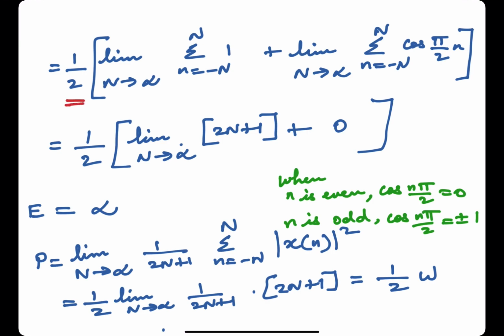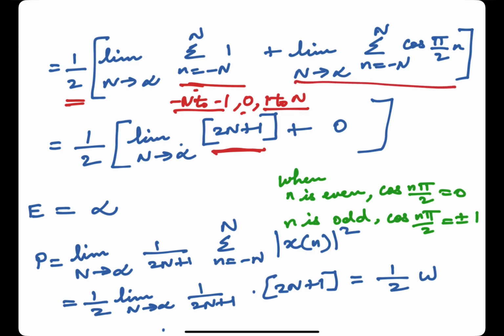We can separate the summations. That is limit n tends to infinity, summation n equal to minus n to n of 1, plus limit n tends to infinity, summation n equal to minus n to n of cos pi by 2n. Here the summation from minus n to n of 1 will work out to 2n plus 1. That is from minus n to minus 1, then 0, and 1 to n. So this will be n and this will be another n, so 2n, plus this is 0, so 2n plus 1 times 1. That is why this summation converges to 2n plus 1.